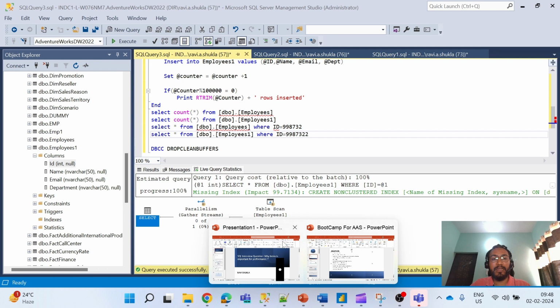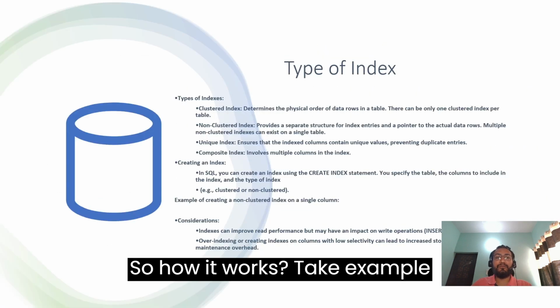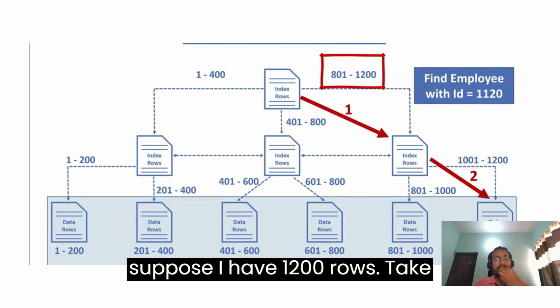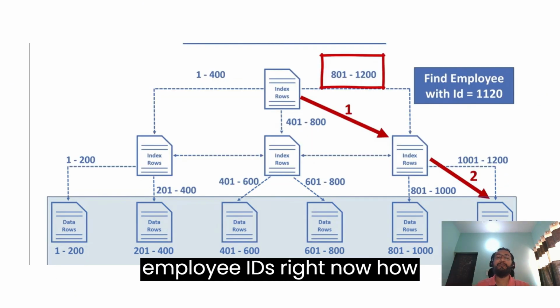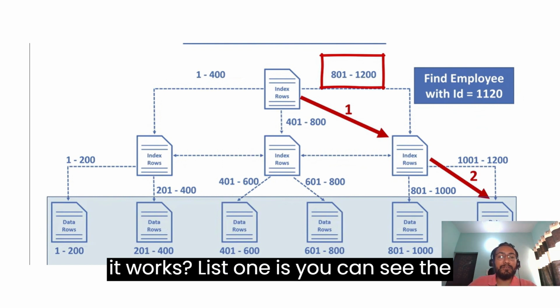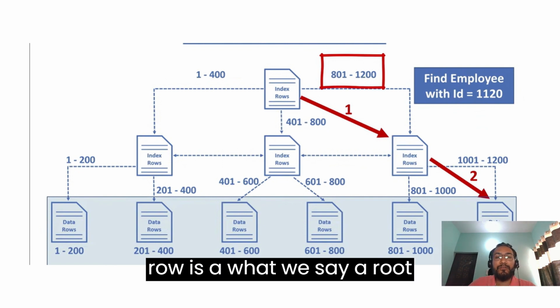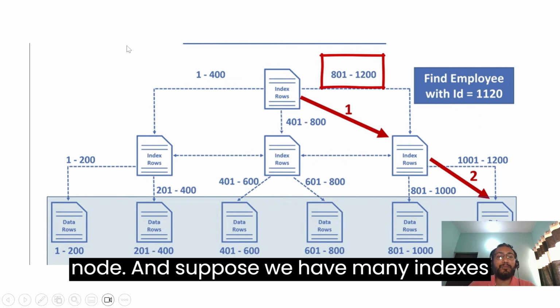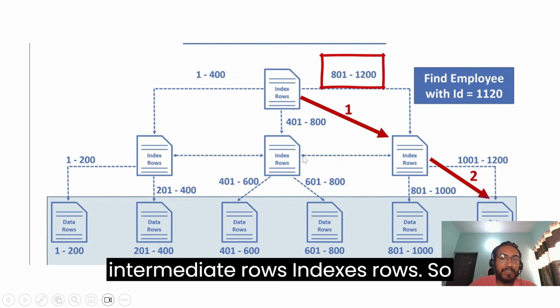Let me cover one more point, how it works, right? Let me run that statement. So, how does it work? Take an example. Suppose I have 1200 rows. Take the example of the employee table. I have 1200 employee IDs, right? Now, how does it work? You can see the last node is a data row. The first index row is what we call the root node, and suppose we have many index rows here. They are intermediate index rows.